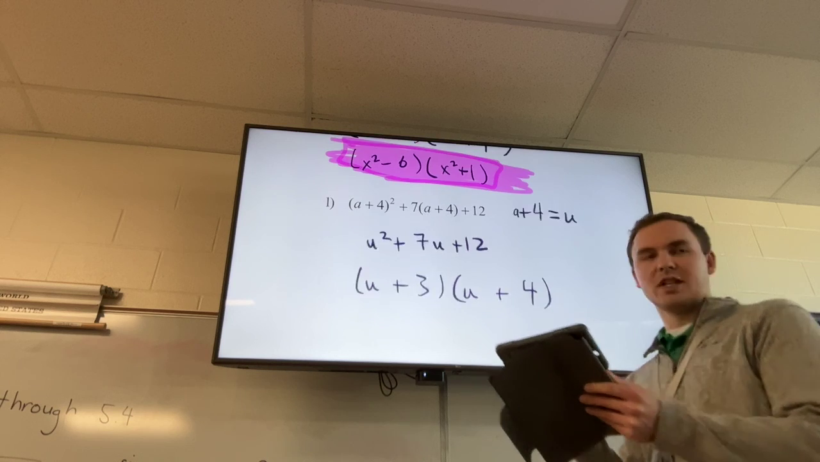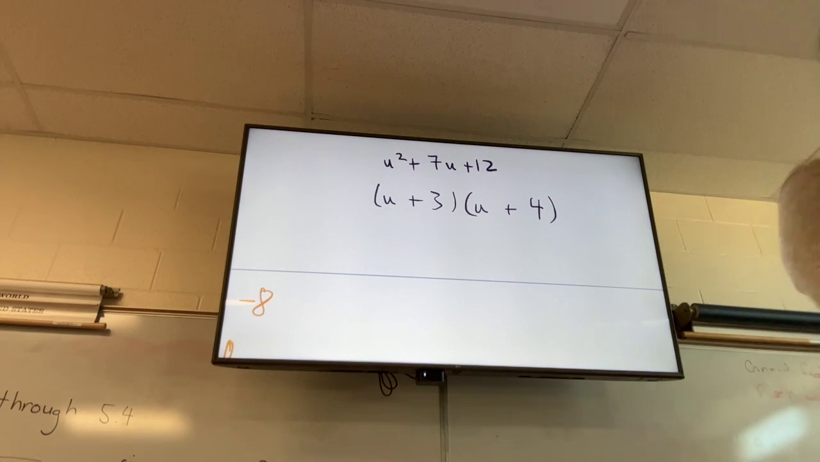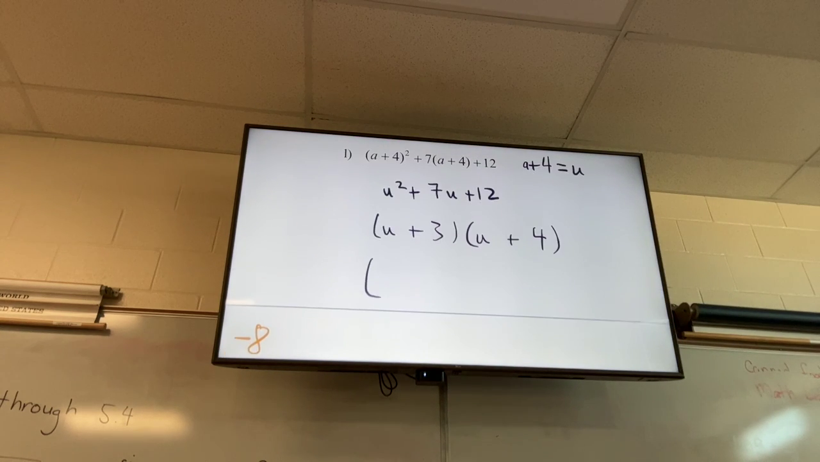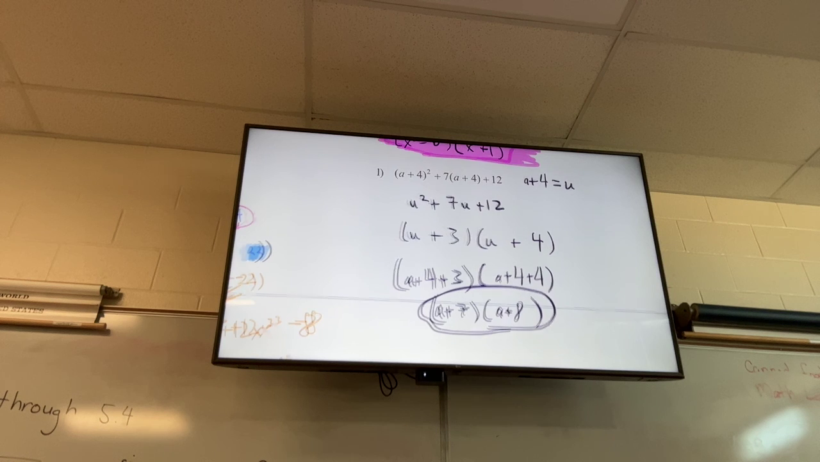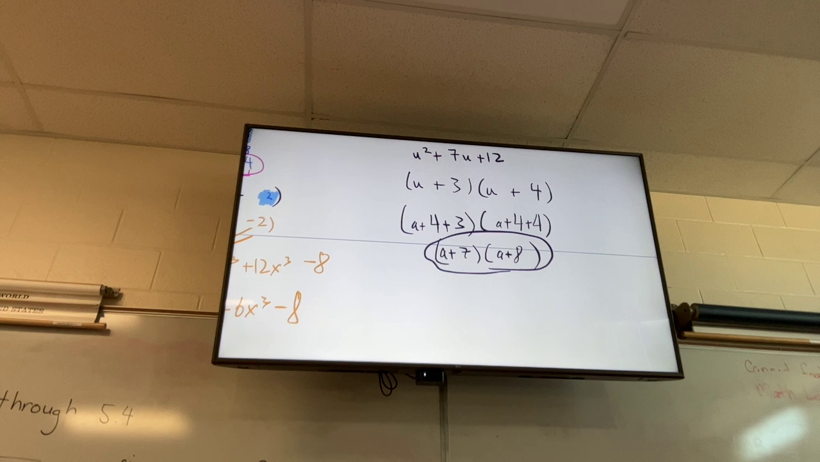And then what's my last step? I substitute back in, right? So wherever there's a U, I put an a plus 4. So a plus 4 plus 3 times a plus 4 plus 4, or a plus 7 times a plus 8. How do I check my work? FOIL back out. One thing I want to say right here. When you FOIL back out, this is the one example. This is the only time you won't get your original problem back, but you'll still have the right answer.